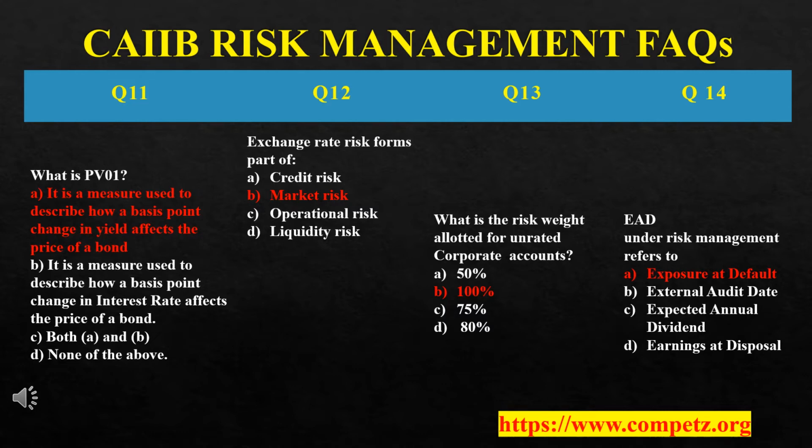Next question is EAD. EAD is nothing but exposure at default. EAD under risk management refers to dash. There are four options. First is exposure at default. Second is external audit date. Third is expected annual dividend. The fourth is earning at disposal. I have already given you the answer. EAD indicates exposure at default.